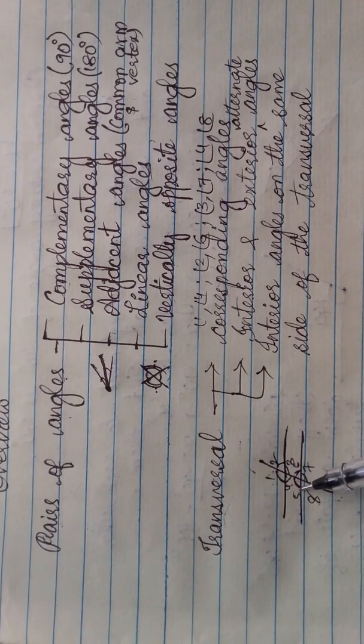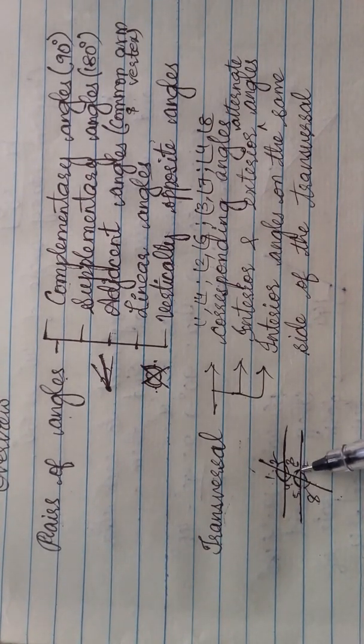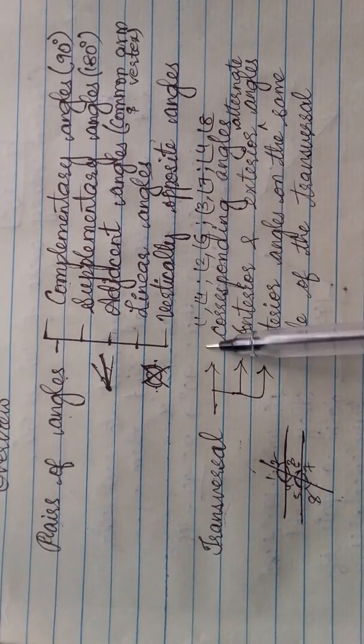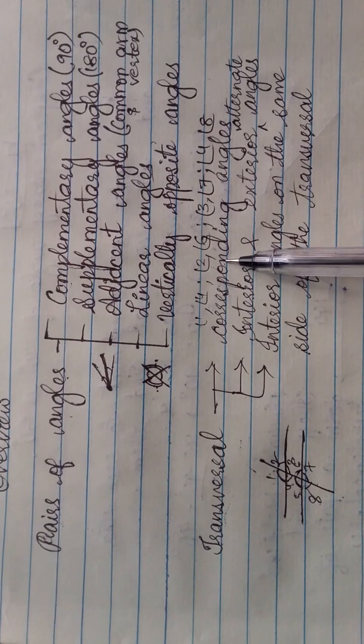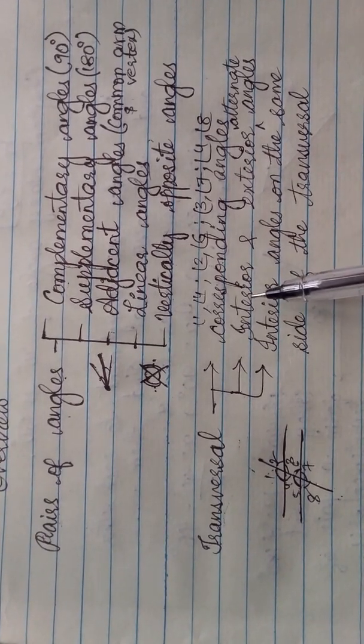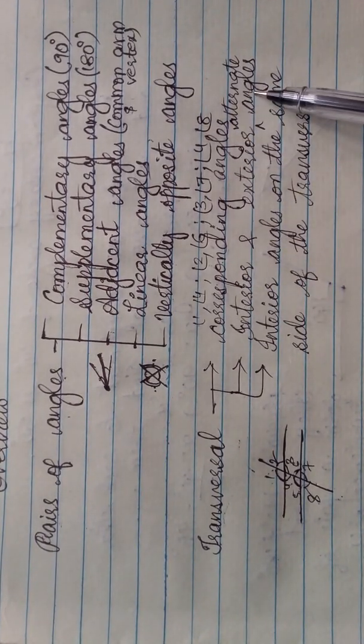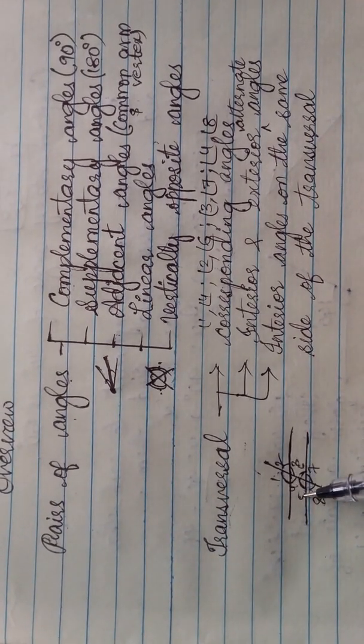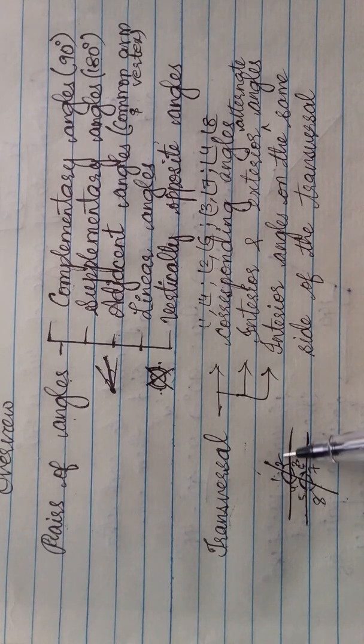Angle 1 and angle 5, angle 2 and angle 6, angle 3 and angle 7, angle 4 and angle 8 are the corresponding angles. Now let us see what are alternate interior angles. What are interior angles first of all? 3, 4, 5, 6. Inside these two lines, the angles which are formed are interior angles, and the angles which are formed outside the lines, that is angle 1, angle 2, angle 7 and angle 8, these are exterior angles.